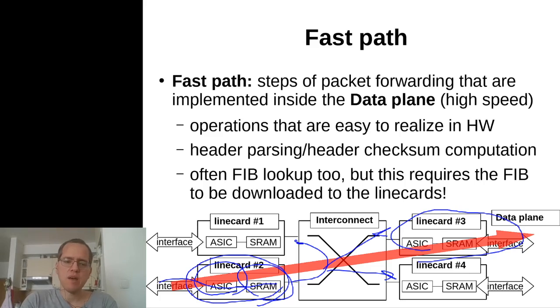So whenever we look at the datasheet of an IP router, we usually see these gigabits or terabits per second of performance, but this mostly relates to the fast path operations. So whenever everything goes in the data path, then the router can reach its theoretical maximum performance.